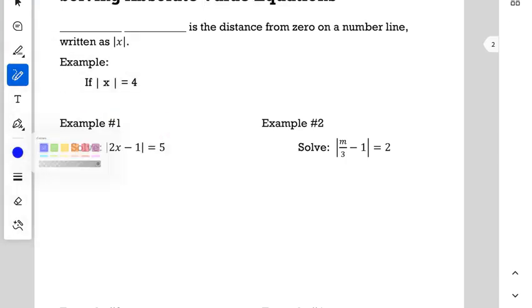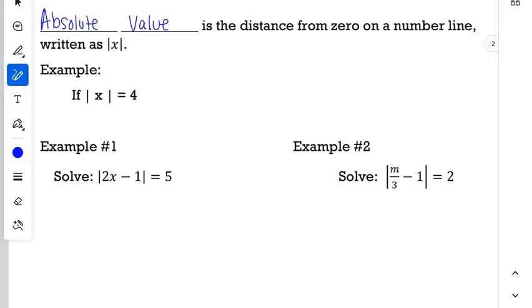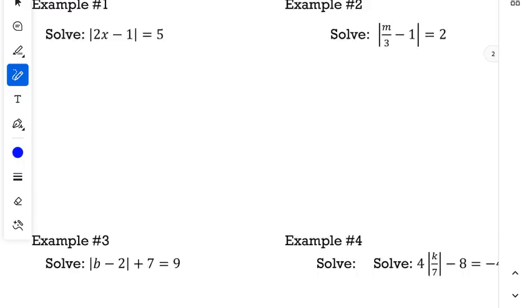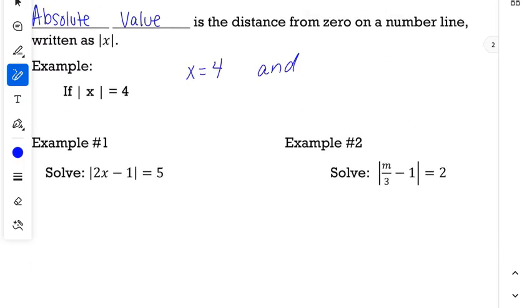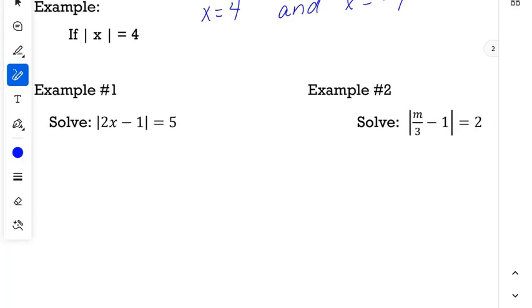We are going to solve absolute value equations. So remember, absolute value is the distance from 0 on a number line, written as those absolute value bars around x. So here's our first example. If the absolute value of x equals 4, that tells us that either x equals 4 or x equals -4. Because both of those make that equation true.